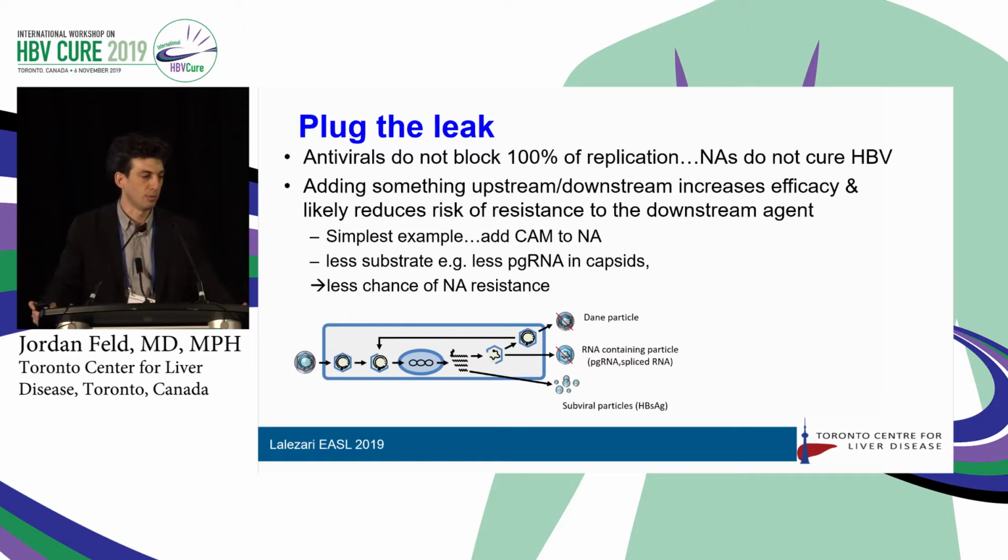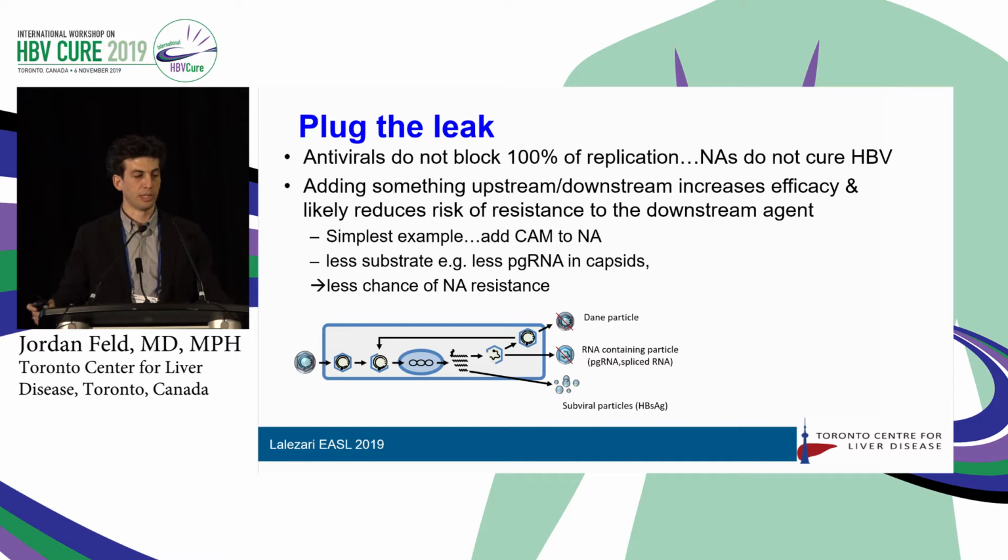And so you see, as Rich nicely showed, antivirals do not block replication 100%, and that's why we don't get cure with NUCs alone. If you add something either upstream or downstream, you increase the efficacy, and you probably reduce the risk of resistance, primarily to the downstream agent. If you add it on, it might also be to the upstream agent, but primarily that's going to be more for the downstream agent. And the simplest example of this is adding a capsid assembly modulator to a NUC.